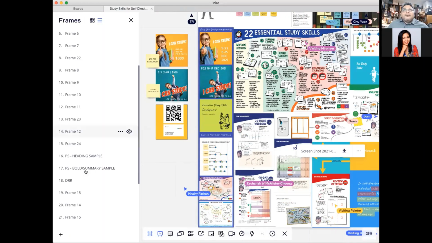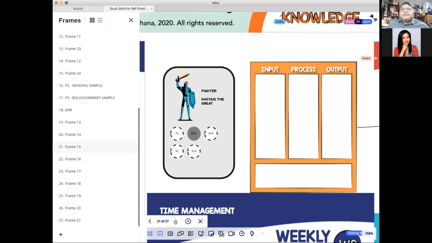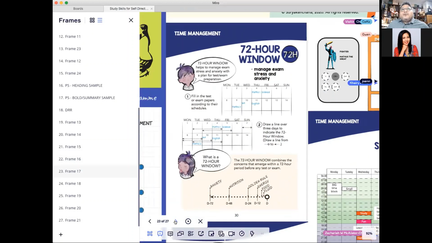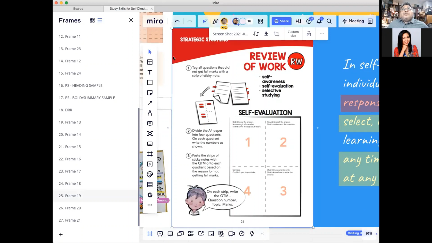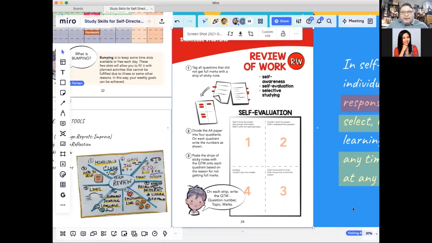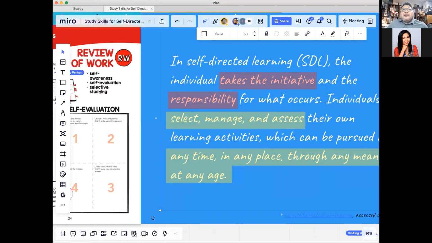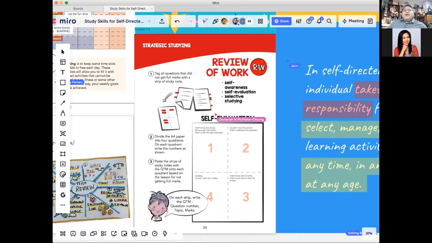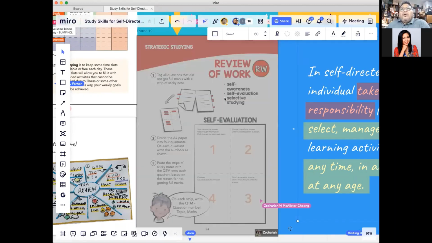The last approach in terms of helping self-directed learners, if we refer again to the definition of self-directed learning that I shared here again, is to select, manage, and assess. The last one is to assess. And one of the things that we help students assess is this tool that we have called review of work.